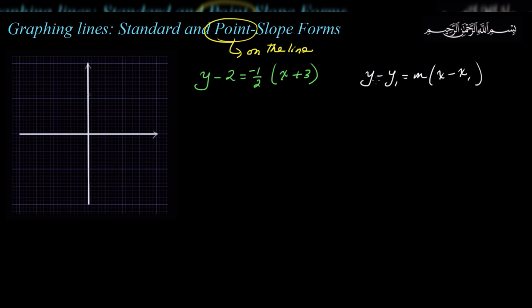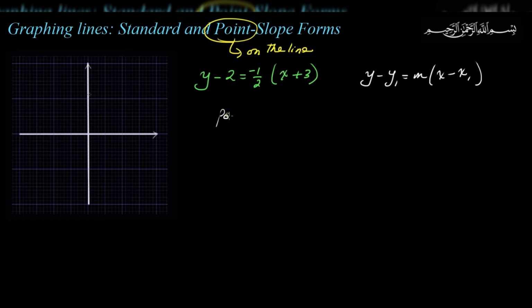So look, y minus y1, x minus x1. If there's a minus here, this is y1. And if there's a plus here, you have to understand this is x minus minus 3. So negative 3 is x1 over here. So let's figure out what the point is.